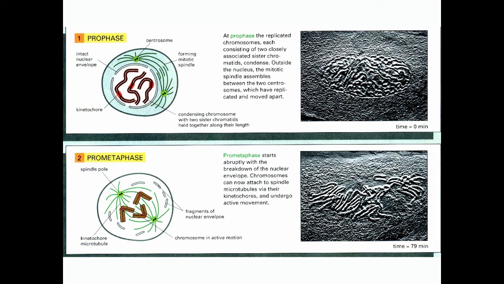At prophase, the replicated chromosomes, each consisting of two closely associated sister chromatids, condense. This condensation of chromosomes depends on phosphorylation of histone H1 and on phosphorylation of molecules called condensins and cohesins. And you would have talked about histones, condensins, and cohesins in biochemistry.